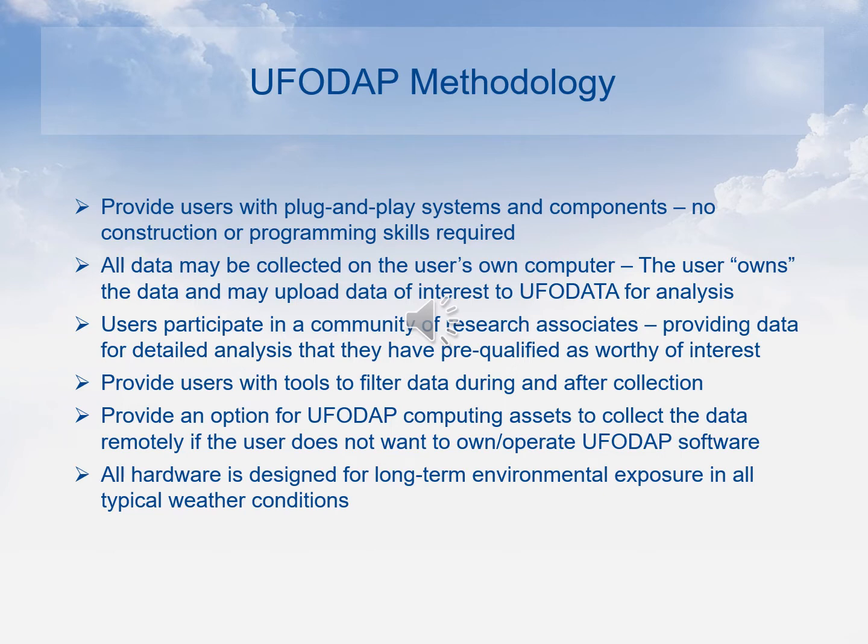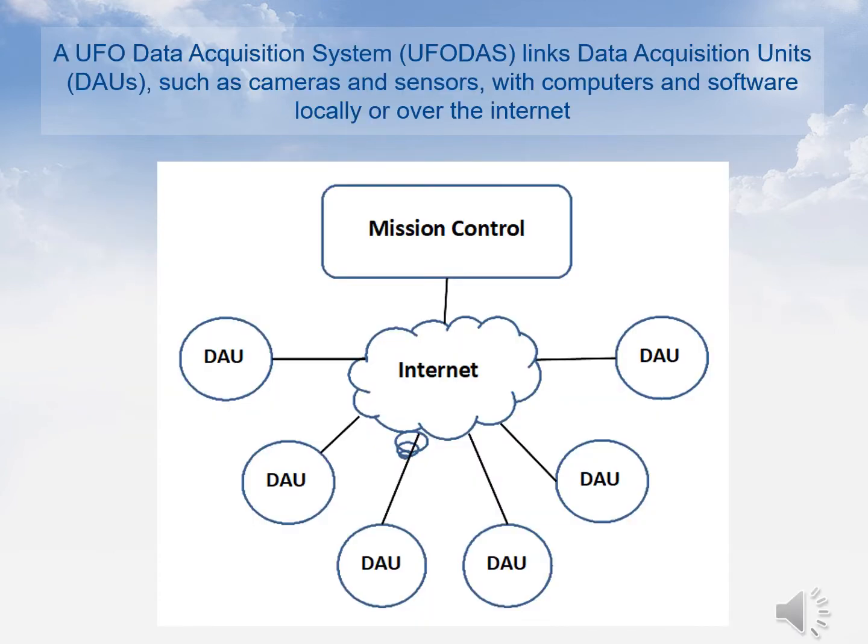Finally, the hardware is designed for very long-term environmental exposure in all kinds of weather conditions in order to withstand continuous outdoor exposure while collecting data in the long term. The architecture of a UFO data acquisition system very flexibly accommodates many combinations of data acquisition units, software, and intercommunication processes. Currently, there are two kinds of data acquisition units. One is a PC running the OTDAU, or Optical Tracking Data Acquisition Unit, and the other type of DAU is a MSDAU, or Multi-Sensor Data Acquisition Unit, which collects non-optical data.